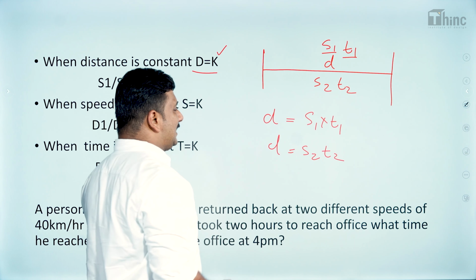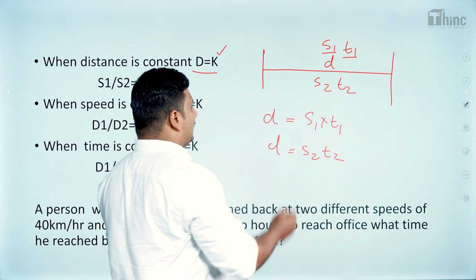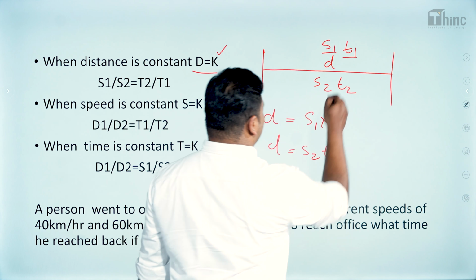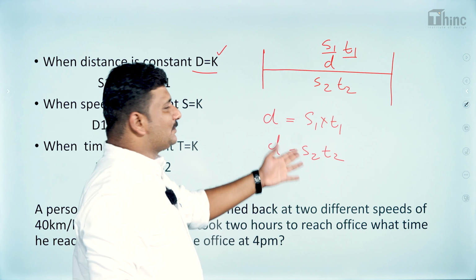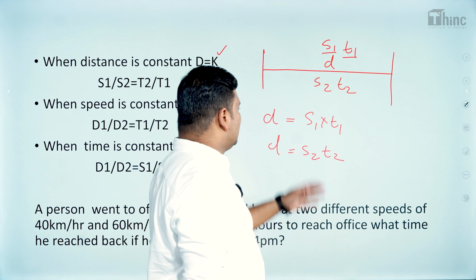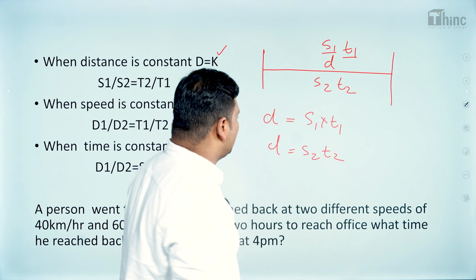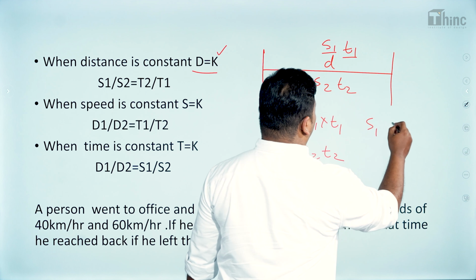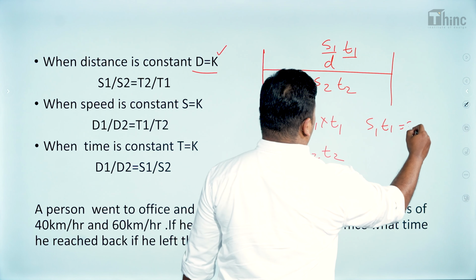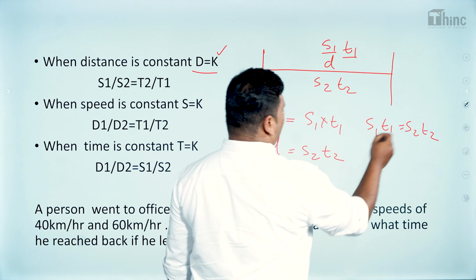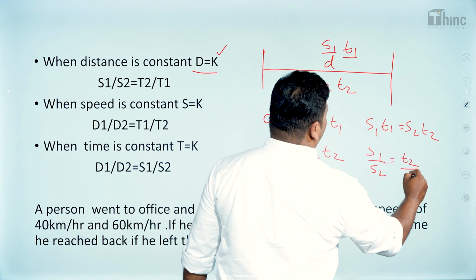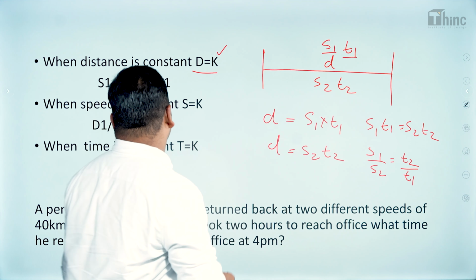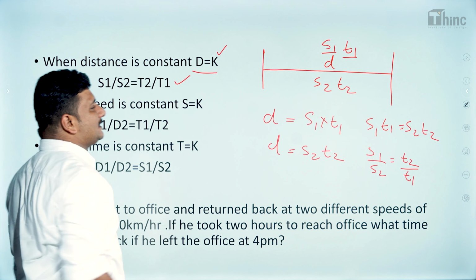A person is covering the same distance at two different speeds, S1 and S2, and the time taken is T1 and T2 correspondingly. So S1 T1 is the distance traveled, and S2 T2 is also the same distance traveled. So S1 T1 and S2 T2 are the same, and we can equate them. What will we get? S1 T1 equals S2 T2. Or if you keep all the S on one side, S1 by S2 equals T2 by T1. So if distance is constant, we can write S1 by S2 equals T2 by T1.